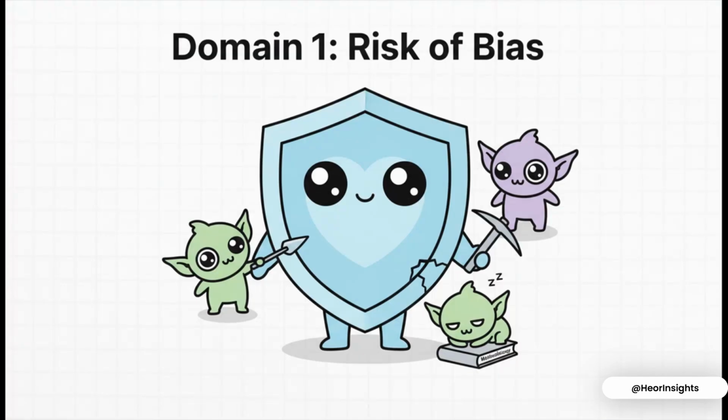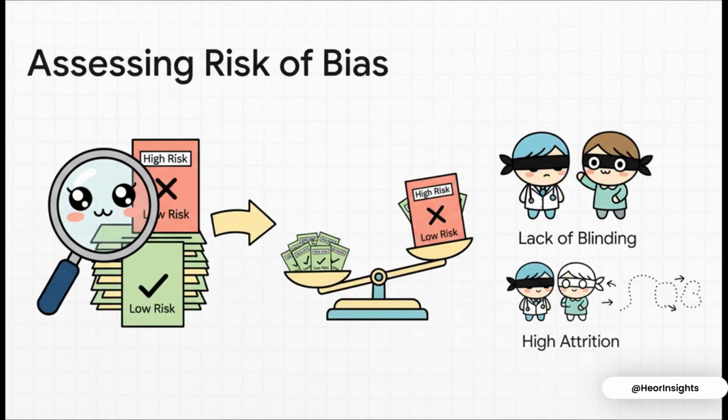First up is risk of bias. This is all about the methodological flaws or limitations within the individual studies themselves. We're essentially asking, were these studies designed and conducted in a way that minimizes the chance of getting the wrong answer? So to do this, we use standard tools, like the Cochrane Risk of Bias tool, for example, to check each study. We look for things like a lack of blinding or high dropout rates. If the overall result we're seeing is mostly coming from studies with these kinds of serious flaws, we have no choice but to downgrade our confidence.